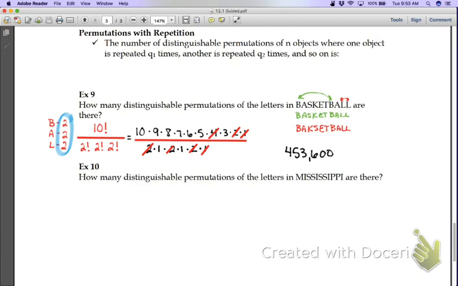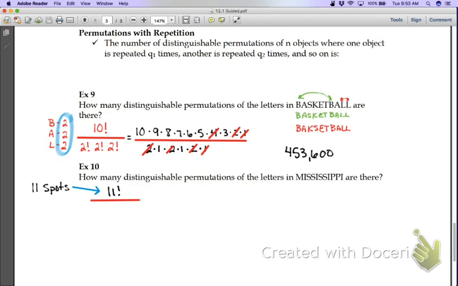So then on 10, where it says you have the word Mississippi, there's a lot of things I can change, right? There's a lot of letters that repeat themselves. So in the word Mississippi, how many different spots do I have? How many letters? Or places? 11, right? So I'm going to have 11 factorial on top. It's just a matter of what I need to divide everything by on the bottom. So I have 11 spots. That's where the 11 came from.